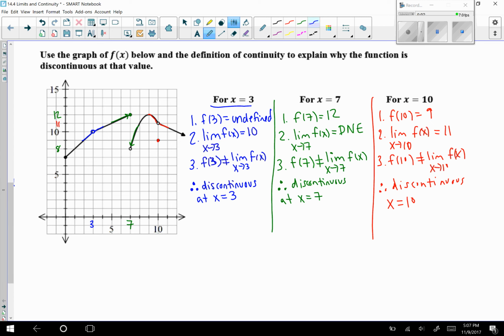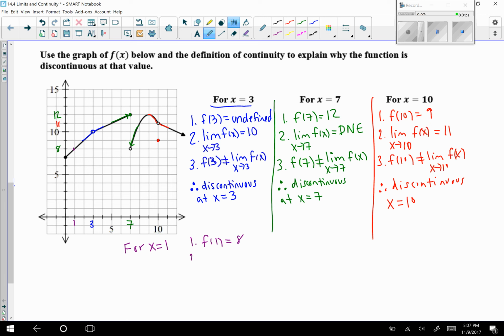Let's go ahead and I'm just going to pick an x value of, let's just do 1 because that's easy, it's right there. If I wanted to show for x equals 1 that the graph is continuous at that value, I would again do my 3 parts of my rule. So the first part of my rule would be that f of 1 is equal to, and you can see it's equal to 8.